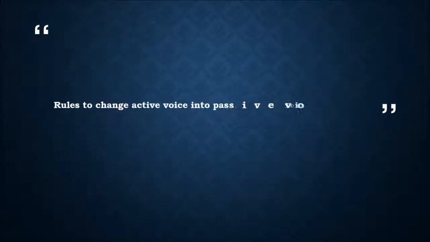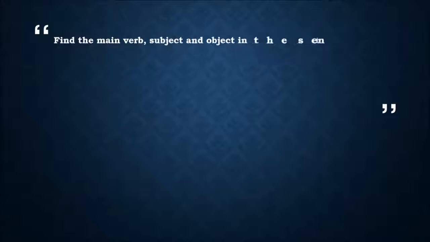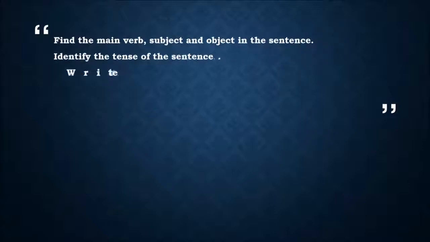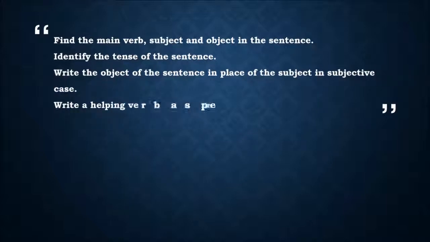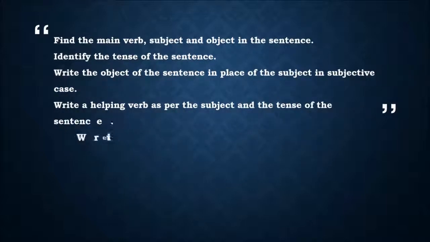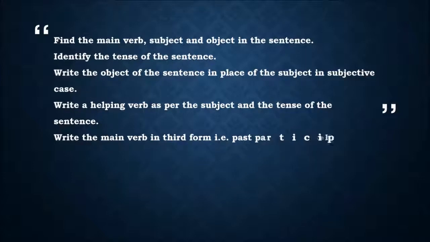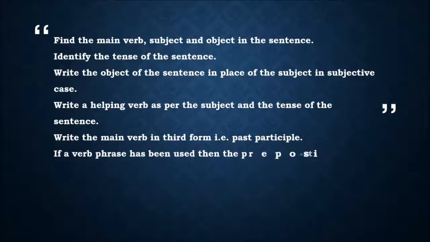Rules to change active voice into passive voice. Example: Rama gives a gift to her daughter. A. Find the main verb, subject and object in the sentence. B. Identify the tense of the sentence. C. Write the object of the sentence in place of the subject, in the subjective case. D. Write a helping verb as per the subject and the tense of the sentence. E. Write the main verb in 3rd form, that is, past participle.